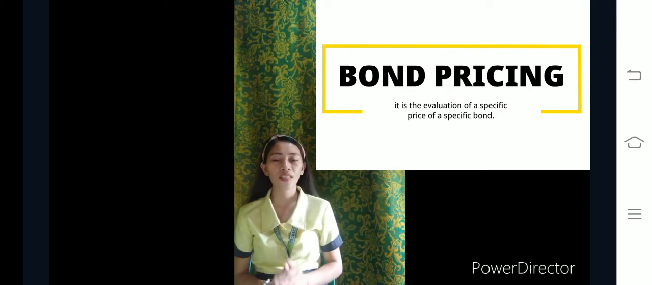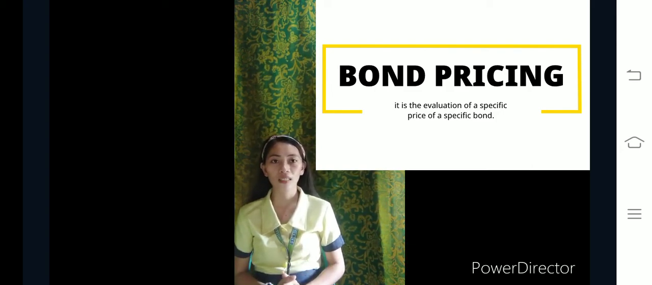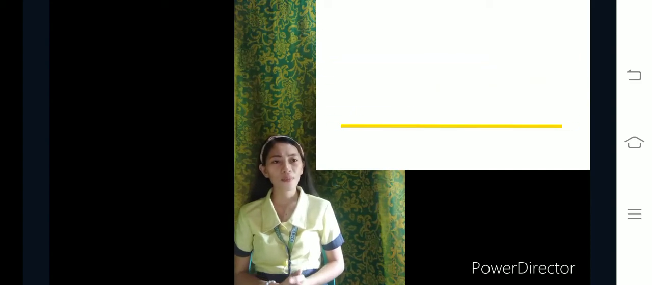Next, we'll go to bond pricing. When we say bond pricing, from the word itself, it is the evaluation of the specific price of a specific bond. Determining the price value of each bond is very important. But how are we going to know this price? Giving a price to every bond is not that easy because just like goods, bonds have their own pricing that should be followed. We can value a bond as much as we want as long as it follows the rule of giving its value and it is sold as a standalone zero coupon bond.